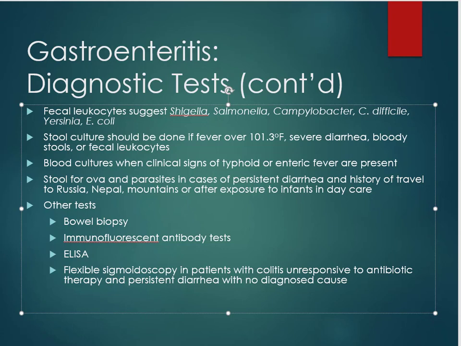Blood cultures may be needed to rule out typhoid or an enteric fever. If there's been travel to countries such as Russia, Nepal, mountains, or an exposure to infants in daycare, you might want to check the stool for O&P to assess for persistent diarrhea. Other tests may include a bowel biopsy, immunofluorescent antibody test, an ELISA study, and a flexible sigmoidoscopy.